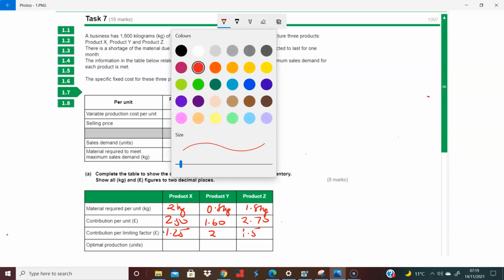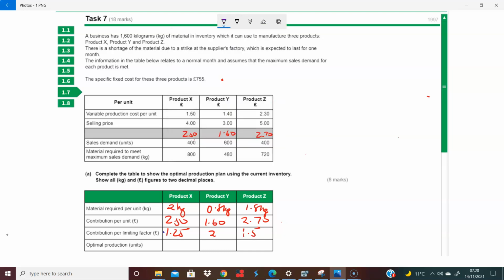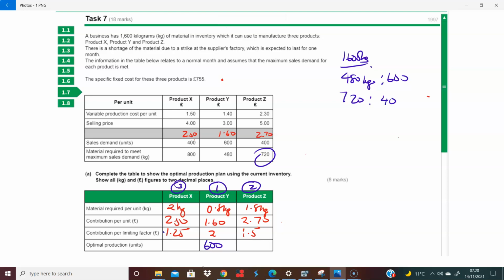I'll just change my pen color to blue. If I'm ranking this, I'm going to make product Y first, then product Z, and then product X. So let's do that. I have 1,600 kilograms available. I will first make product Y, so I'll use 480 kilograms and make all my units, which is 600. And then I will make product Z: I will use the 720 kilograms and make the 400 units.